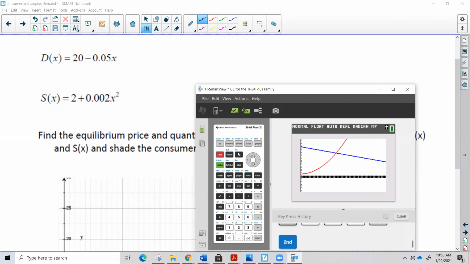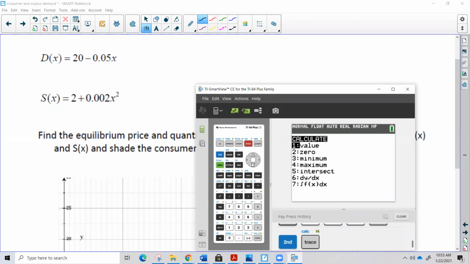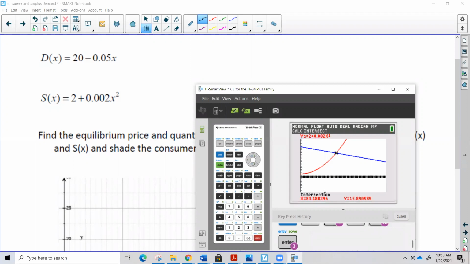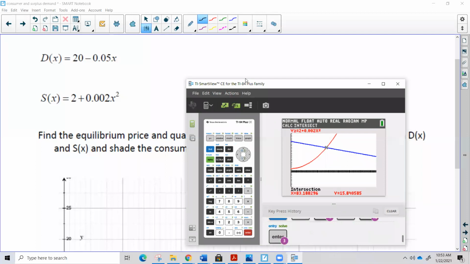And then I'm going to hit second calc. You go down to number 5 and hit enter. Move your cursor to where they intersect, and then you have to hit enter 3 times till it says intersection. So it's going to say first curve, hit enter, second curve, hit enter, guess, hit enter, and then it should say intersection, and that's your final answer. On the exam, and I think on the homework, I am going to say to round to 2 decimal places.